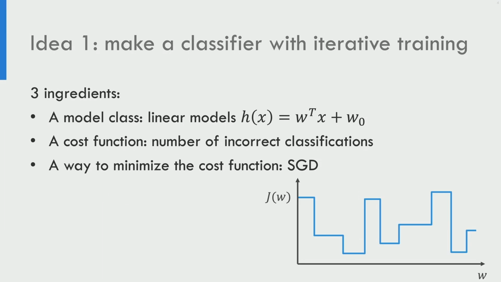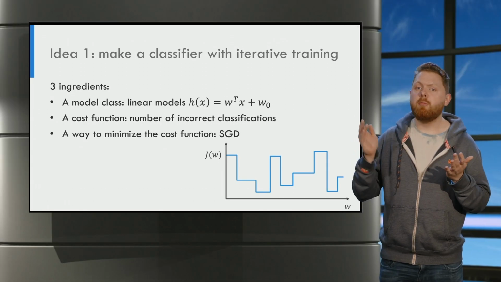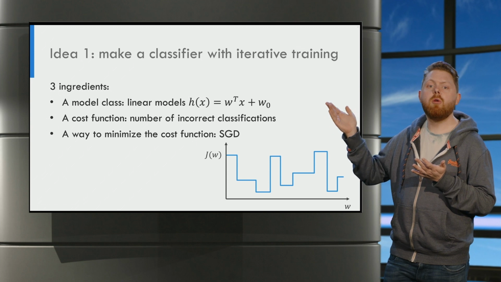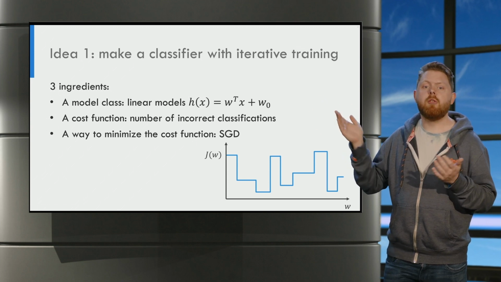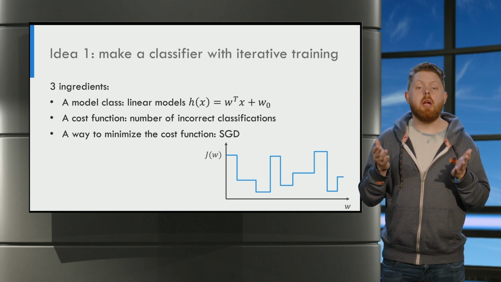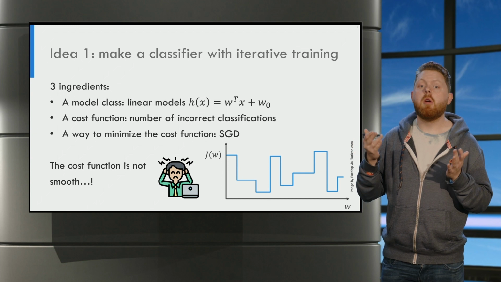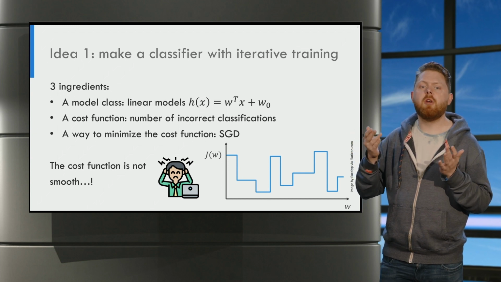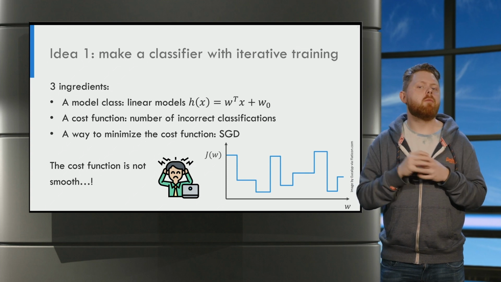The problem is the number of incorrect classifications is obtained by counting, and therefore it is an integer. If we visualize this objective function, it is going to look like this graph. There will be jumps and plateaus. In this case, gradient descent is not going to work because the objective function is not smooth. How can we avoid this?